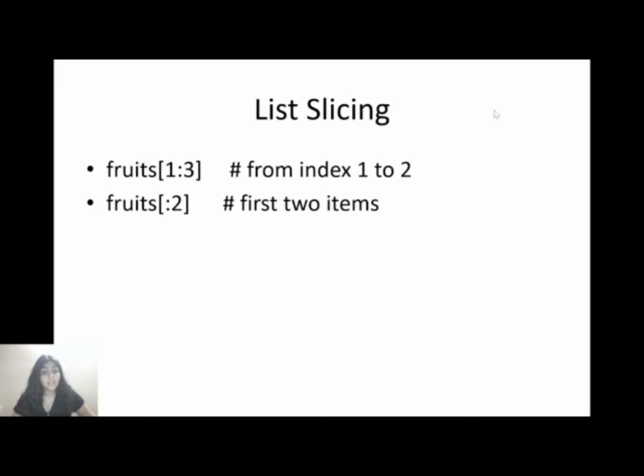List slicing. Slicing is used when we want to get a portion of a list. We use a start and end index. For example, fruits in square brackets 1 colon 3 will give items from index 1 to 2. If we skip the start or end, Python will take it from the beginning or till the end automatically.